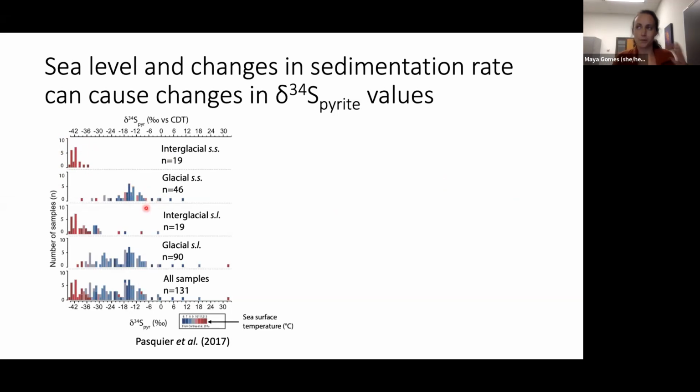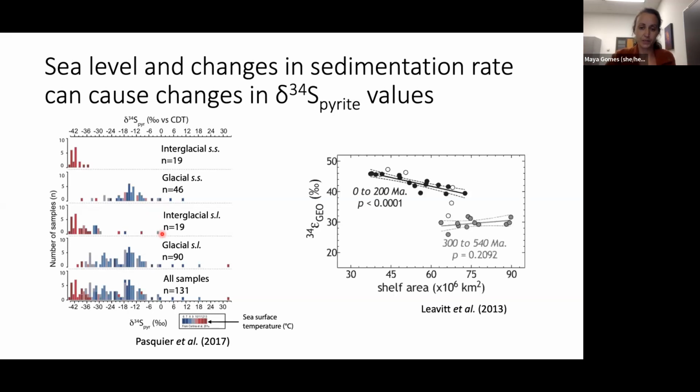And so it's probably a combination of both these things, but really what we get out of this is that sea level can affect the sulfur isotope composition of pyrite. And this is something that we need to think about when we're doing these interpretations. And it seems like this actually is getting us towards understanding something that is interesting about global biogeochemical cycling.